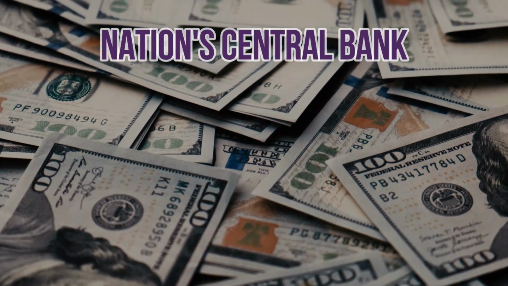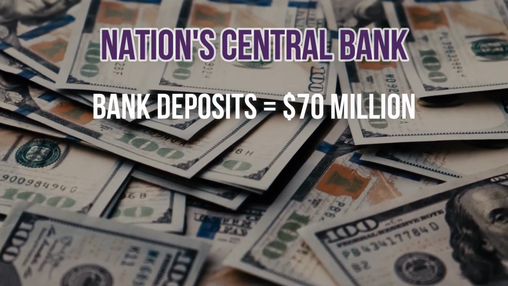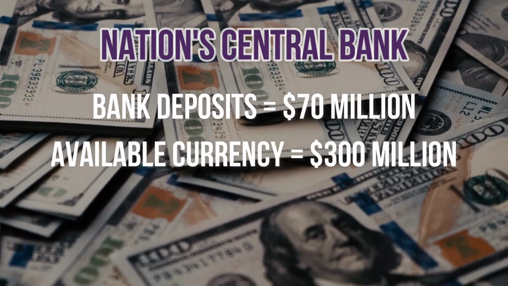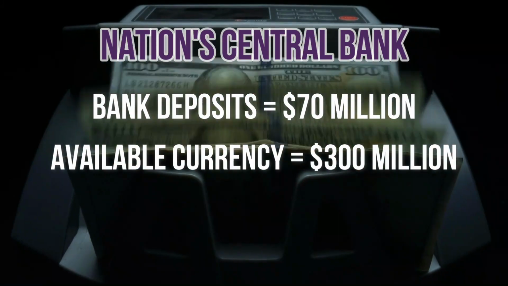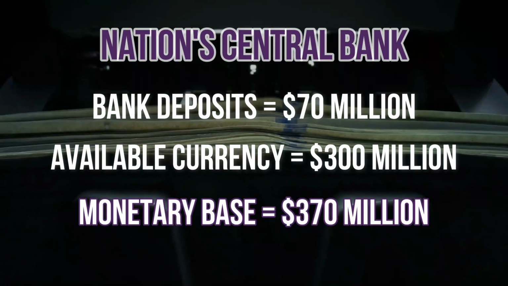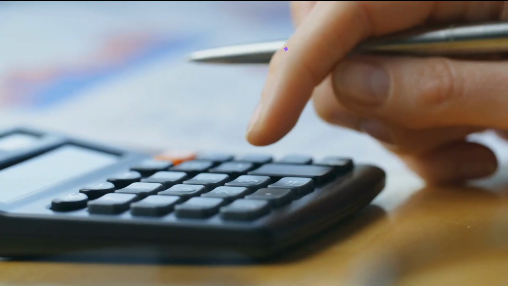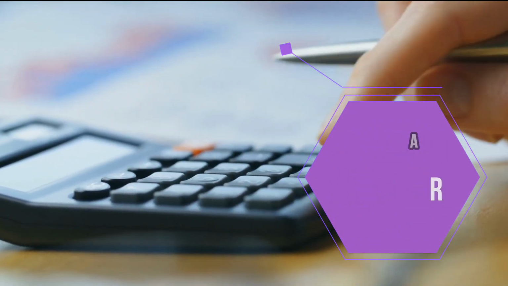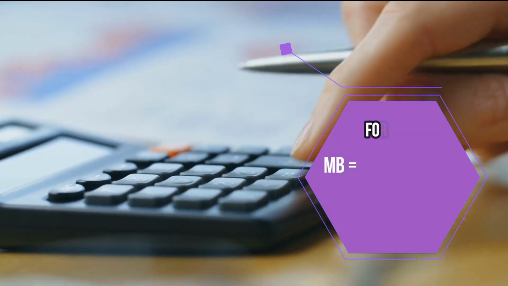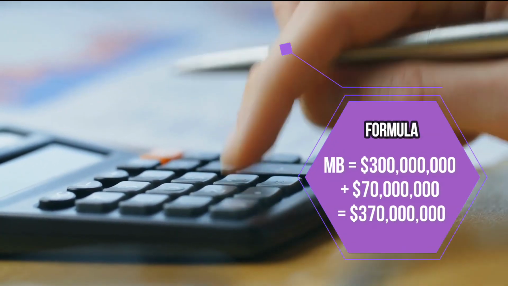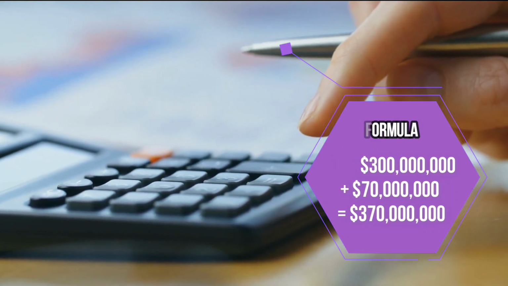A nation's central bank has $70 million in bank deposits from banks and other depository institutions, out of the $300 million in its available currency. The nation's MB is $370 million in total. The formula is MB is equal to C plus R, or MB is equal to $300 million plus $70 million is equal to $370 million.